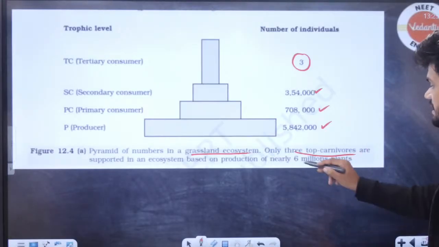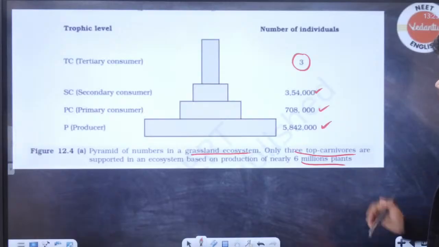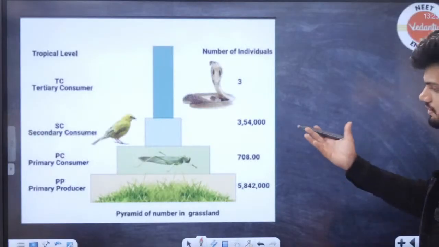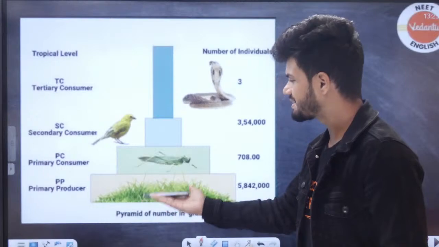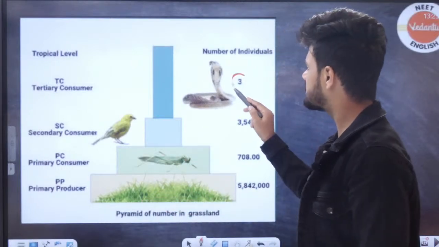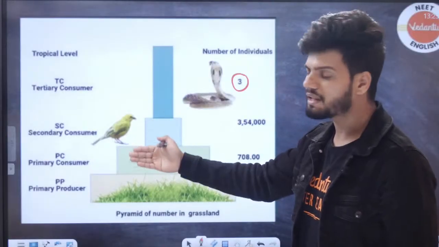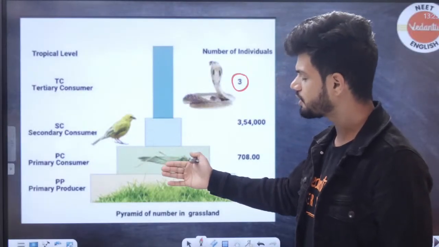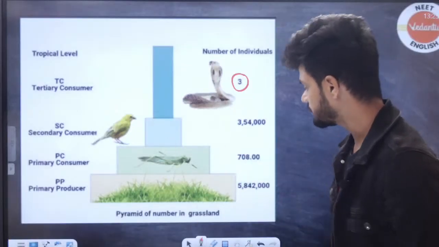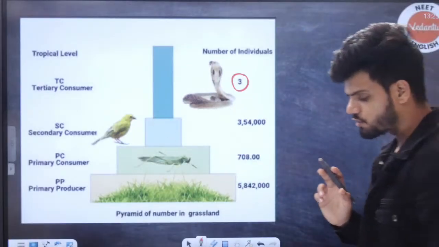Nearly 6 million plants here. A quick example is given here also: a large number of plants, insects, birds, and snakes are very few. Compared to the birds, snakes are also very few. This is called the pyramid of number. In the grazing food chain, it is upright.